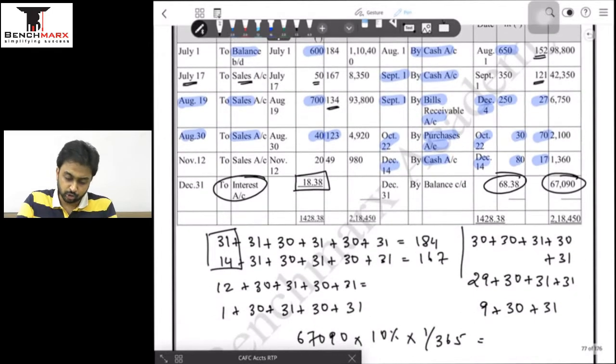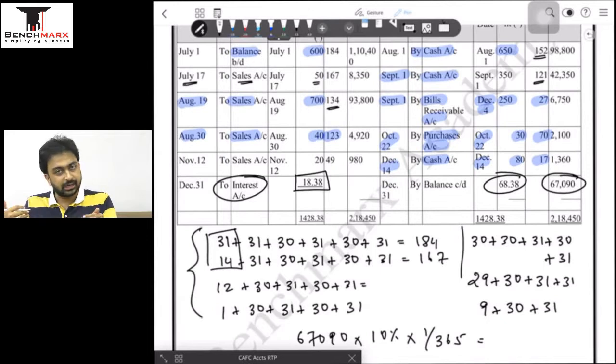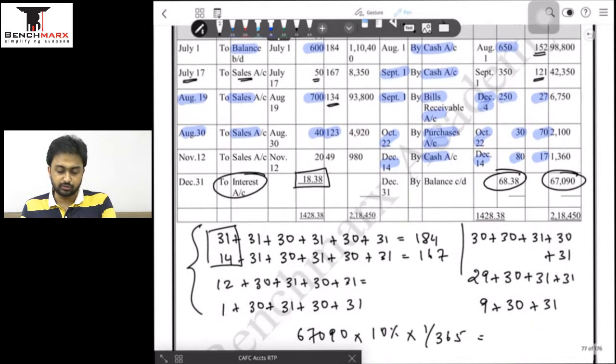Okay. You'll have to show all these as working notes after or below the ledger. So you will have to show different working notes. You will get the amount on the calculator, but then you have to show all these working notes. It's a part of the solution.